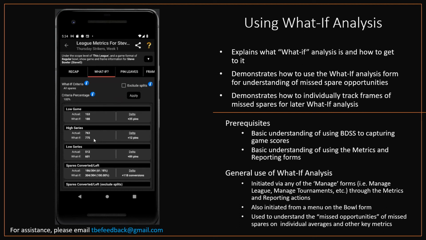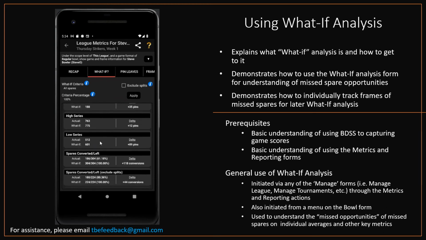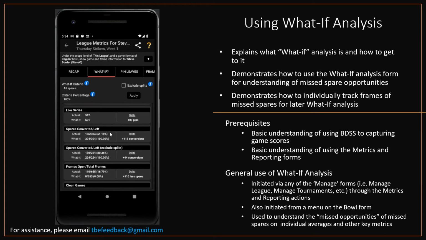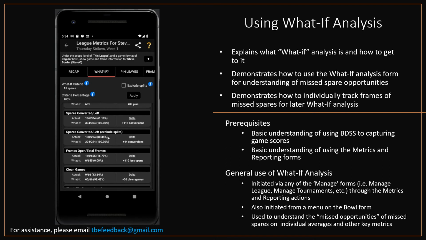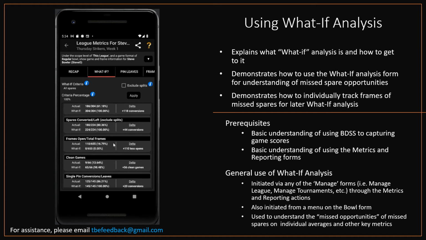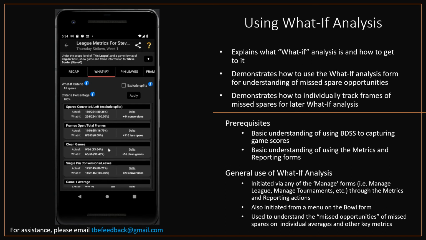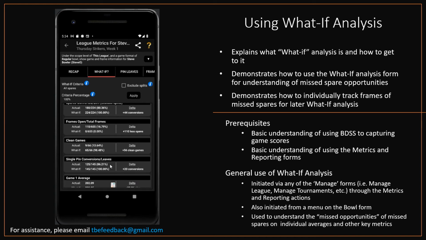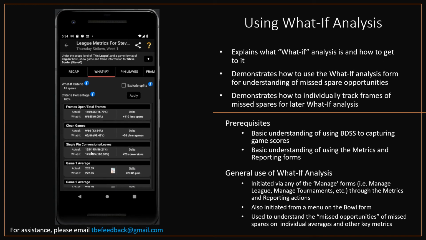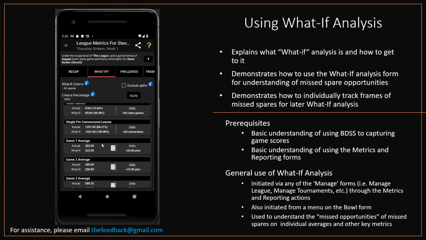Series would have gone from 763 to 775. Low series, 512 to 601. Spares converted would have gone from 186 out of 304 to 304 out of 304. Spares converted, excluding splits, would have gone from 180 over 224 to 224 over 224. Frames open would have gone from 110 to 0. Clean games would have gone from 9 to 65. And single pin conversions would have gone from 125 out of 145 to 145 out of 145.